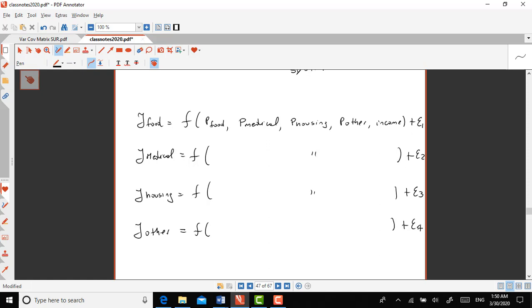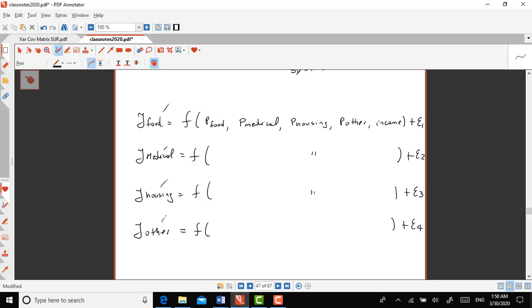Okay, so that's basically what you have. If you think in terms of the type of data that you have, we can have cross-sectional data. In this cross-sectional data, say we have 1,000 individuals, and for each individual, we have how much they spend on food, and the prices that each of those individuals face for food, medical care, housing, other goods, and income. And the same thing for information about medical care, housing, and other goods and services.